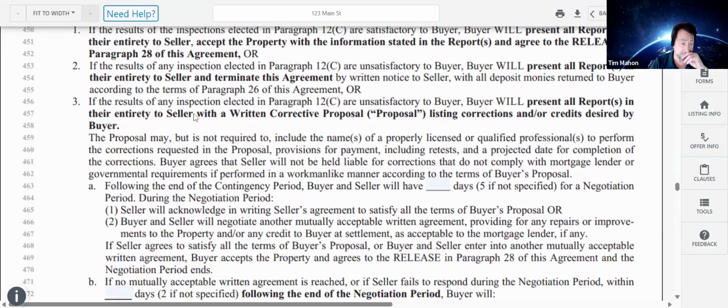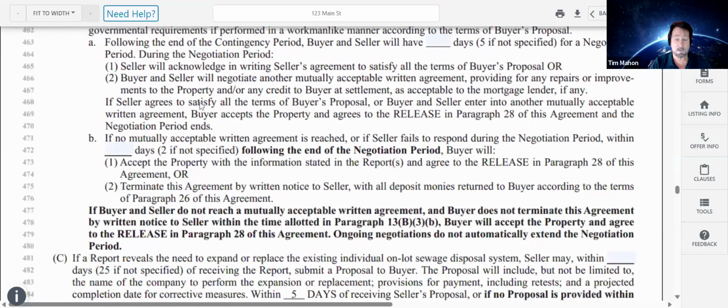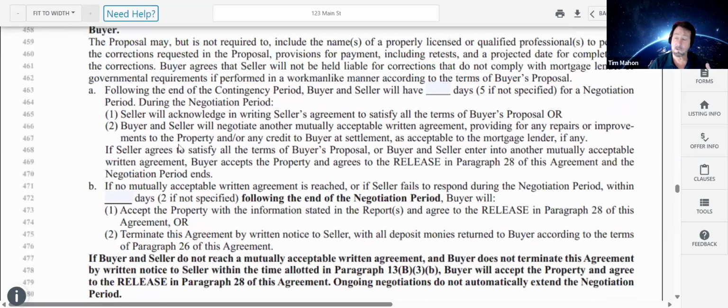We don't have enough time in detail to go into all of it, but the bottom line basically says that if the seller acknowledges the repairs and does all the repairs, buyers accept the property. If the sellers do not acknowledge all the repairs, but maybe some of the repairs, buyer can accept the property or they can terminate the agreement of sale. If the buyer doesn't terminate the agreement of sale within 2 days, buyer accepts the property with the proposed terms.